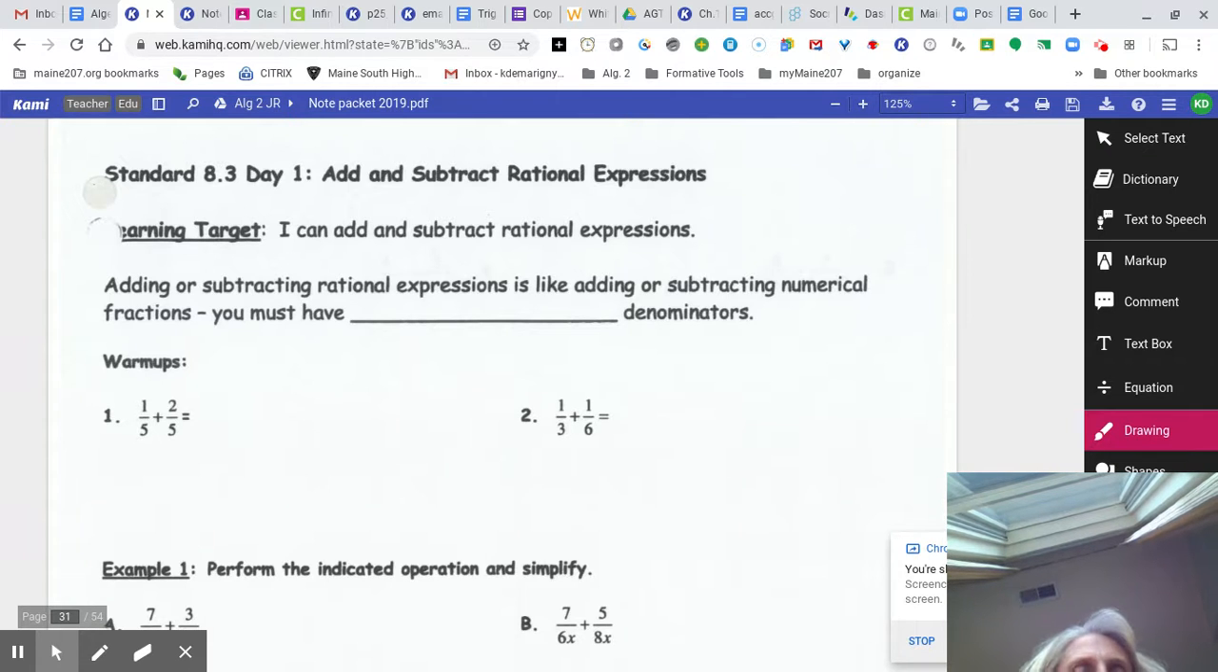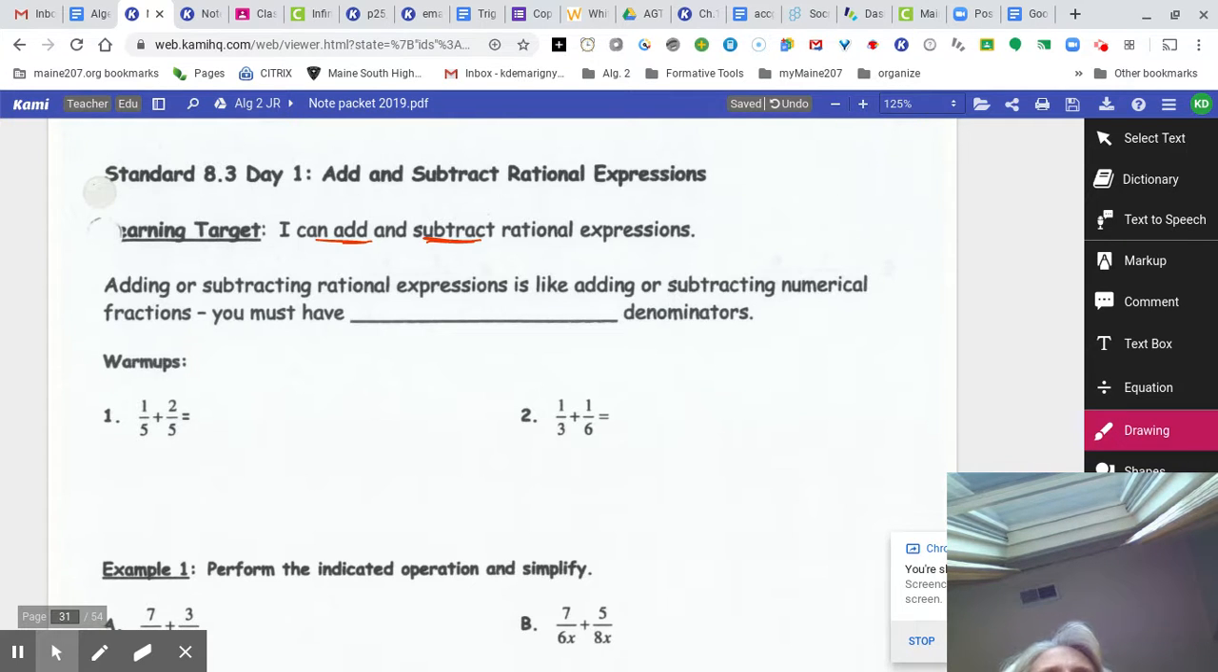But at any rate, whatever day you're doing this, it is section 8.3, adding and subtracting rational expressions. I'll do this as quickly as I can. Our learning target today is to be able to add and subtract rational expressions. So up to this point, we have graphed them and simplified them and multiplied and divided rational expressions. So that means something that has a fraction and a variable in that fraction.